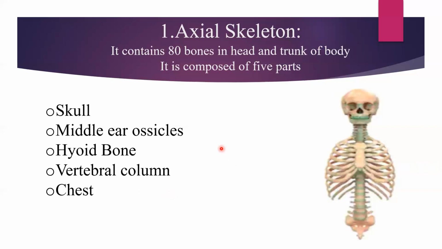This is the axial skeleton. Axial skeleton contains 80 bones. It is composed of 5 parts: skull, 22 bones; middle ear ossicles consist of 6 bones; hyoid bone, present in the neck; vertebral column made up of 26 bones called vertebrae; and chest made up of the sternum and 12 pairs of ribs. Total 80 bones are present in the axial skeleton.